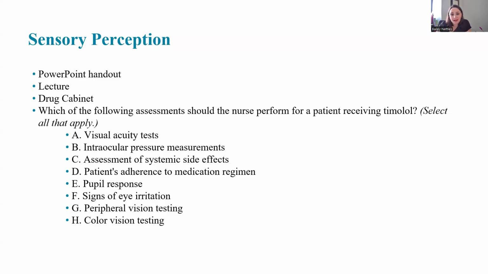Okay, signs of an eye irritation? Definitely. We like that one because we know that all of our eye drops cause eye irritation. Peripheral vision testing. I would definitely do that one because that's glaucoma. Is it getting worse? Is it getting better? Better, right? Over visual acuity. Should we get their color vision testing? No, that has nothing to do with glaucoma or timolol. Okay, so the correct answers are B, C, D, F, G.